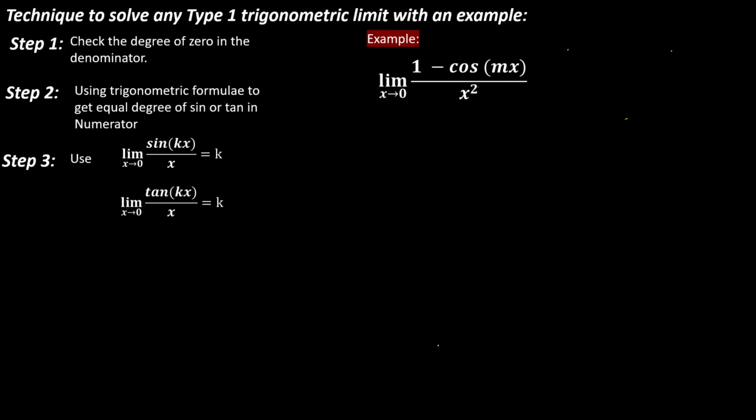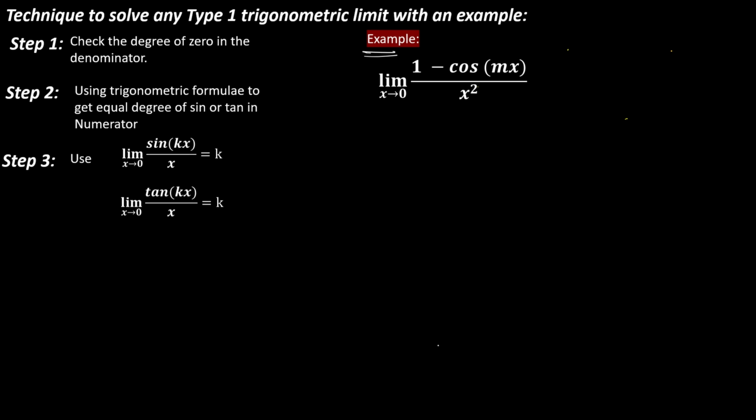Okay, so let's look at some of the general steps that I like to follow while solving the type 1 of trigonometric limits. We'll also be looking at the example simultaneously so that we understand how to exactly apply these steps in a live example. Okay, so there are 3 steps really.